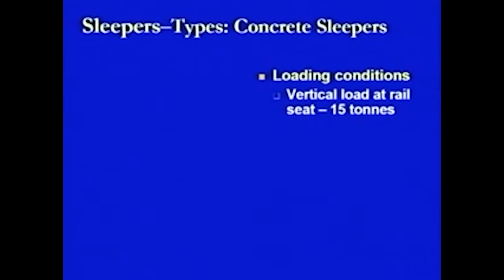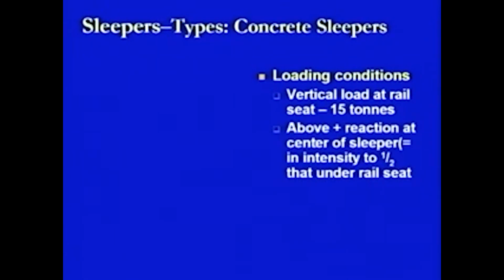So, they are going to be designed for 15 ton vertical load at the rail seat level. This is the load. Then another condition which needs to be satisfied is that this 15 tons load, along with the reaction at the center of the sleeper, which is equivalent to the intensity of half of the load that is there under the rail seat, is to be considered.